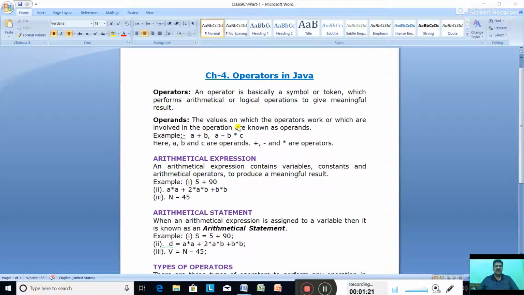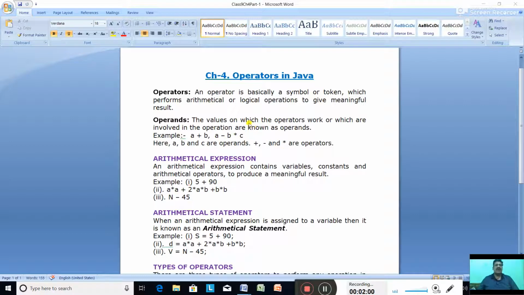See, the values on which the operators work, or which are involved in the operation, are known as operands. Like A plus B. In this A plus B, A and B are the operands and the plus sign is an operator. The same way A minus B into C, A minus B asterisk C. So here A, B and C are operands and the minus sign and asterisk sign are the operators.